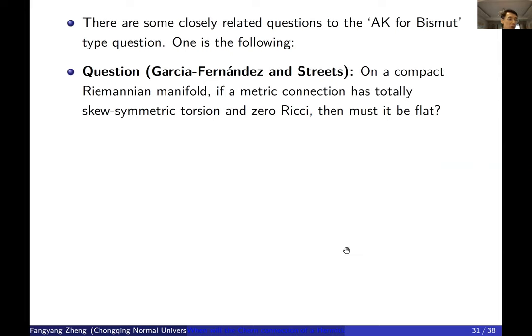Here, let me mention a couple of closely related questions to this AK for Bismut type. One is a question by Garcia-Fernandez and Jeff Streets. They asked that if you have a compact Riemannian manifold with a metric connection with totally skew-symmetric torsion, if the Ricci vanishes, must it be flat? Here it's a little bit different. First of all, it's a real manifold, not a complex manifold. And also, they do not require this metric connection to have parallel torsion. They only want it to have skew-symmetric torsion, like the Bismut connection. So the situation is slightly different.